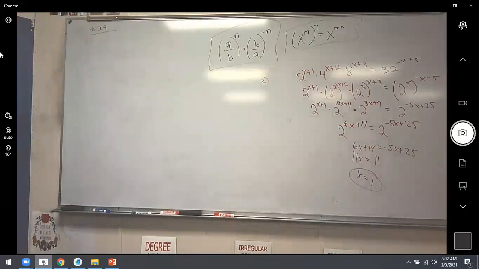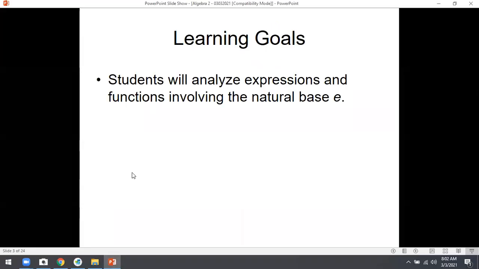All right, let's get to it then. So today, your LGs, next section, shouldn't be too bad. Analyze expressions and functions involving a very special number e. There's a few constants that come up in math along the way, pi, e, and they're fundamental to mathematics.